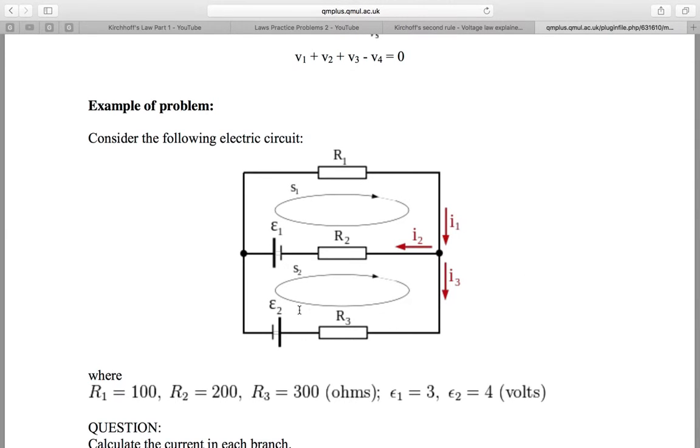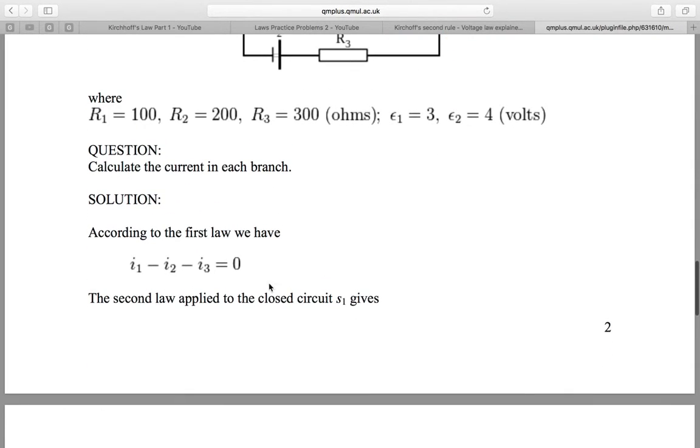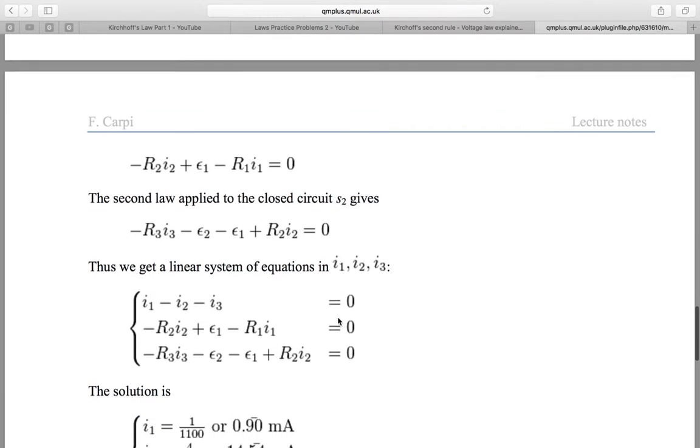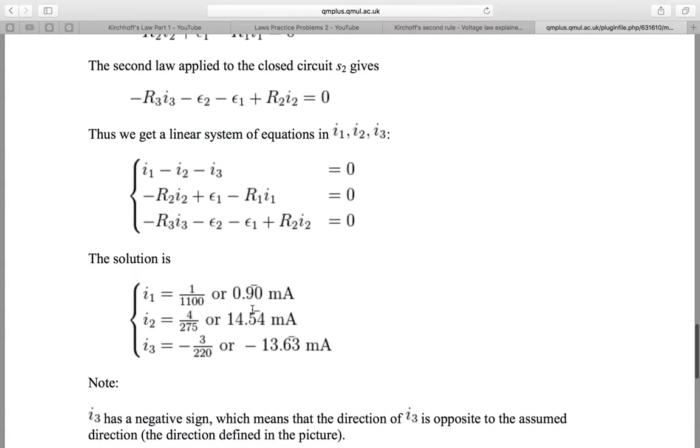Similarly, for the second loop we have voltage 1 and voltage 2, so we sum them and equal to R2 times I2 and R3 times I3. This is because these sources are positive and these two resistors give negative voltage. And as I said before, this is the equation that we set up. This is the final equation, so we solve it algebraically and find out the values of I1, I2 and I3. And some of the questions ask you to find the energy lost or gained.